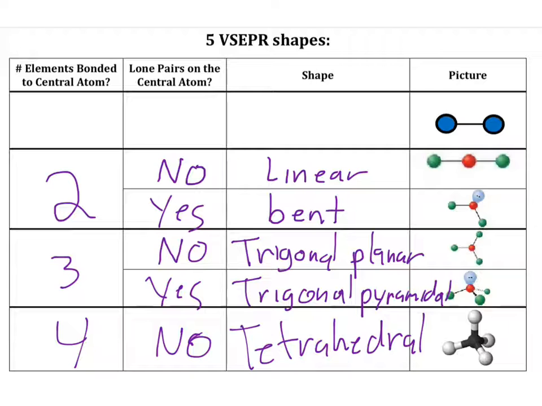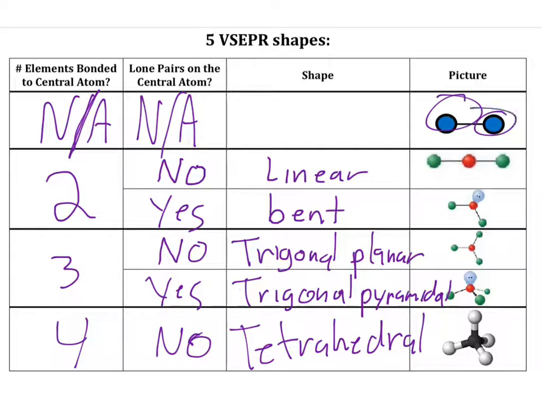Now this one here, there is no central atom, so we put not applicable. So if there's no central atom, it doesn't matter if there are lone pairs or not. If there are just 2 atoms bonded together, this is also called linear.